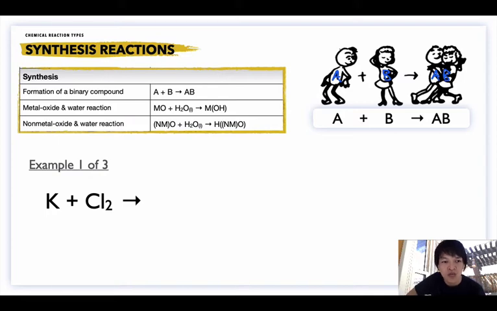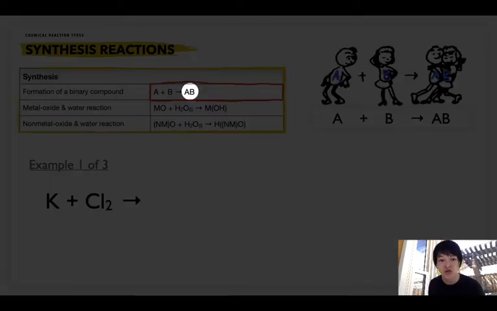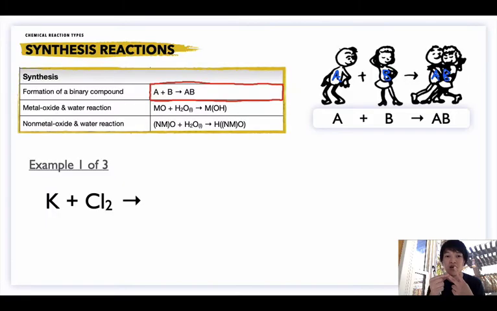Here's our first example. We have potassium metal reacting with chlorine gas. Now, both of these are lone elements. We have just potassium and chlorine. So this must be a formation of a binary compound. And in a formation of a binary compound, you just stick those elements together. So potassium and chlorine, that's what we want to write together.